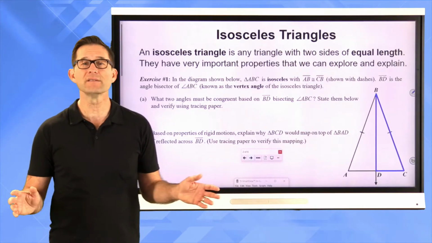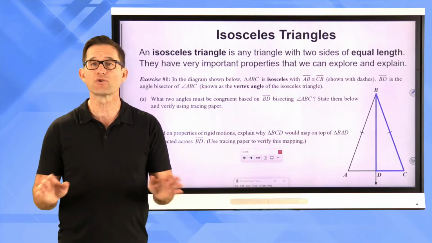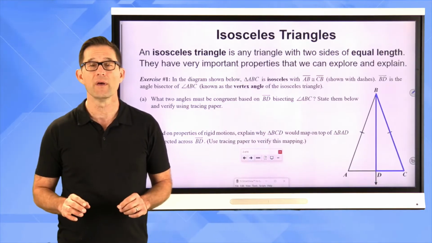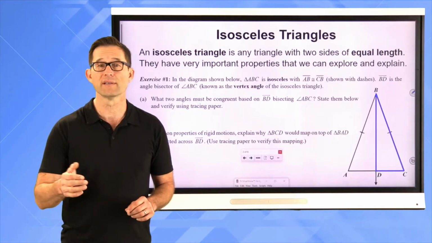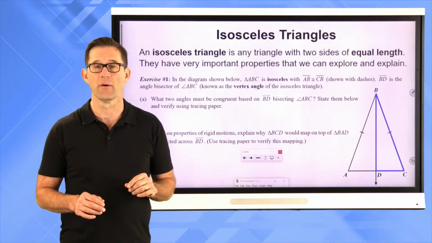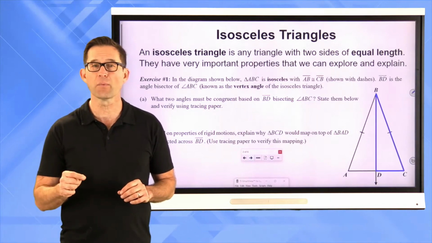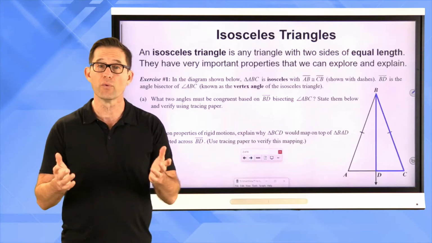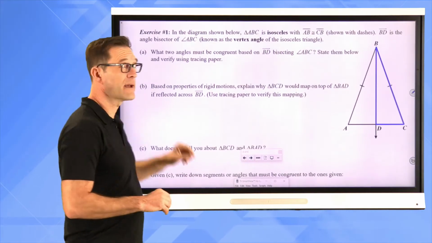All right, isosceles triangles. As you've probably learned in the past, an isosceles triangle is any triangle with two sides of equal length. Some people would even consider an equilateral triangle, which has three sides of equal length, a sort of subcategory of the isosceles triangle. Now, they have very important properties that we can explore and explain specifically through the use of transformations. So let's get into it right away in exercise number 1.